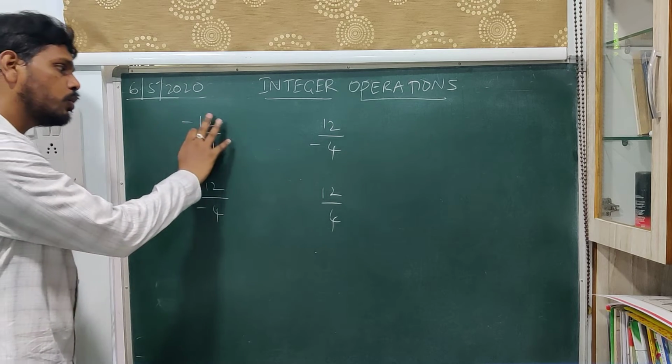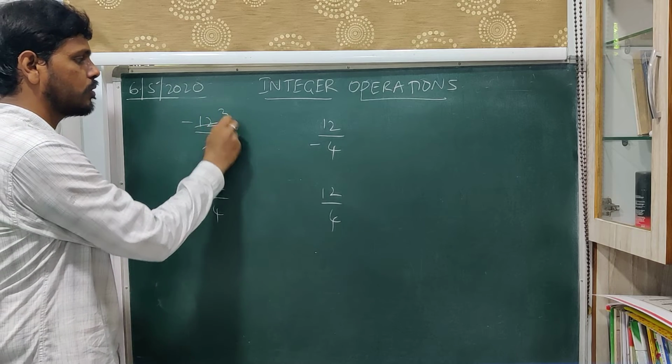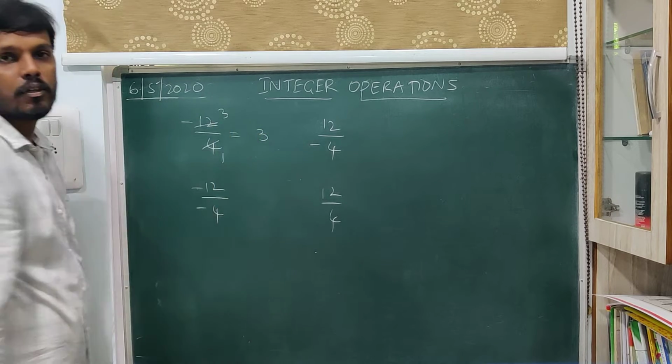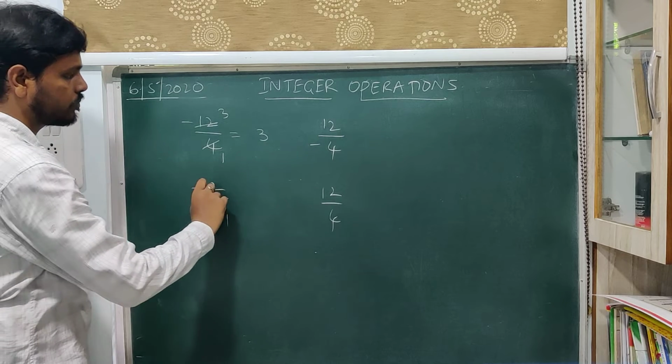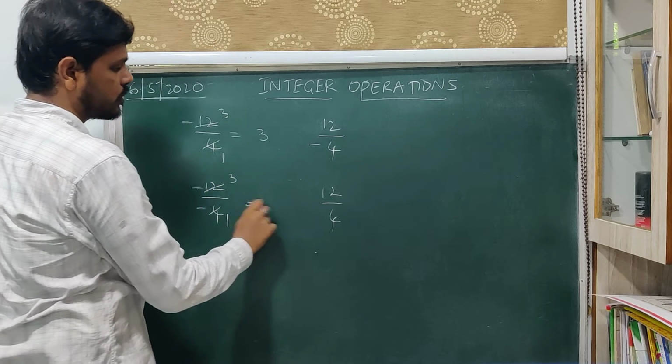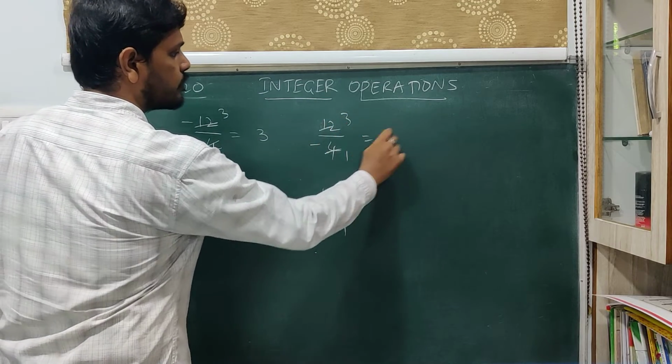Now, do a normal division. 12 by 4: 4 ones are 4, 4 threes are 12. So you have arrived at 3. Now do a normal division for all four cases. 4 threes are 12, so this is 3. The same in every case: 3.